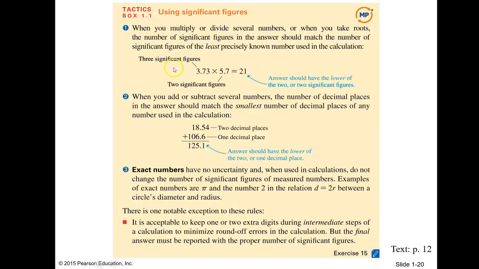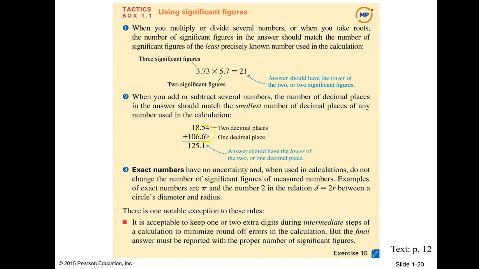Okay, so significant figures. Anything that's non-zero is a significant figure. When you multiply significant figures together, your final answer can only have the same number of significant figures as your least significant figure answer. So like this one has 3 significant figures, 5.7 only has 2 significant figures, therefore my answer can only have 2 sig figs.